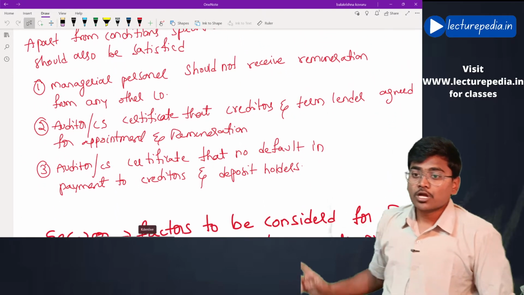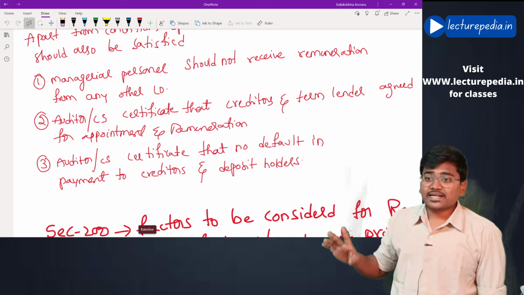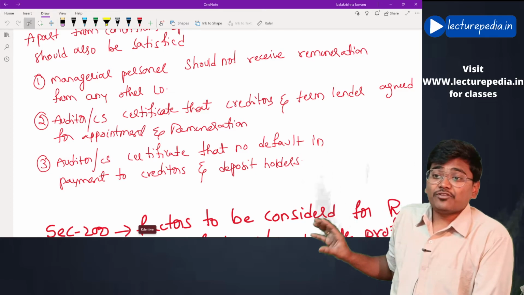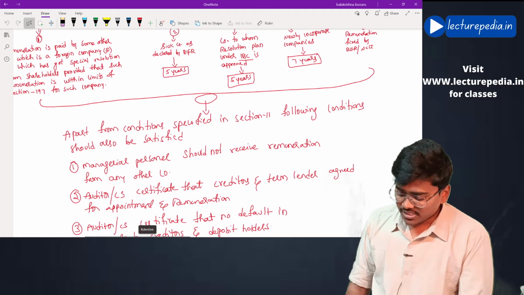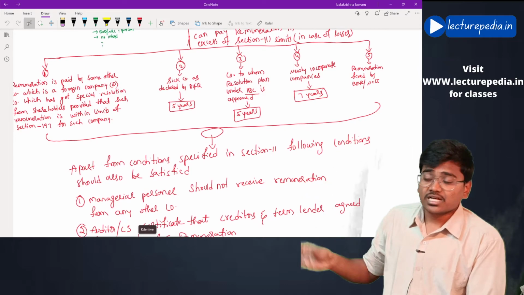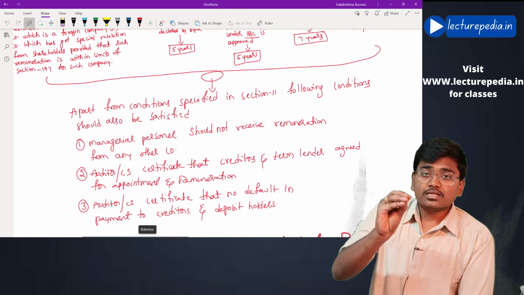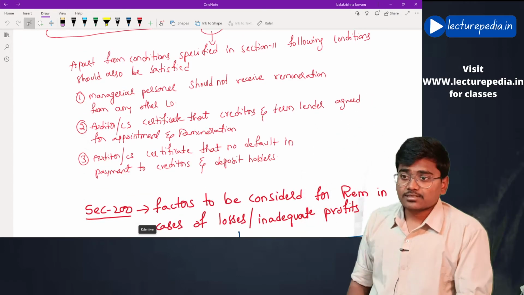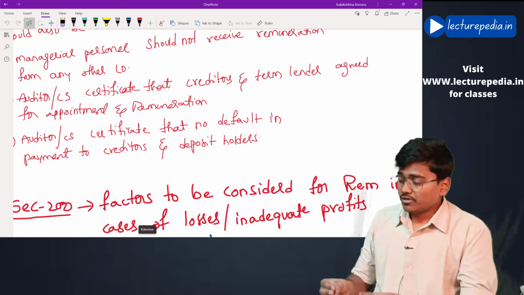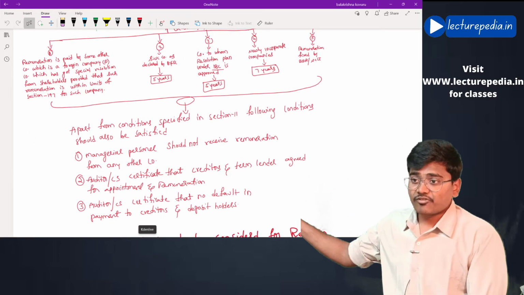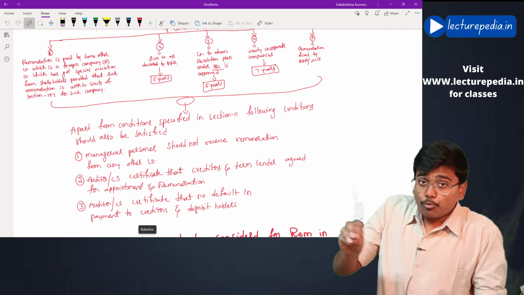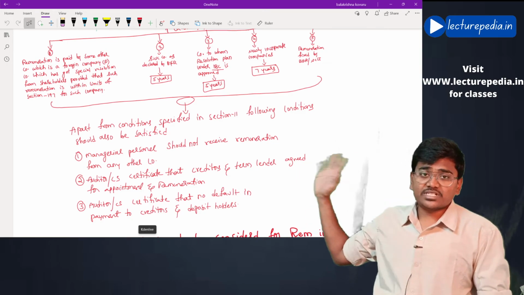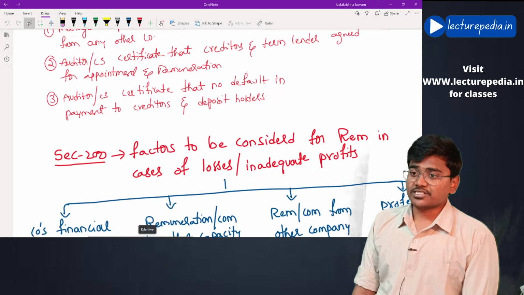Next, auditor or company secretary should give a certificate that creditors and term lenders agreed for appointment and remuneration for the managerial personnel of these 5 companies. Such a certificate has to be obtained from the company secretary or the auditor, stating that the lenders and creditors of these 5 companies have agreed for appointment and remuneration of managerial personnel of these 5 special cases. That is the second condition.